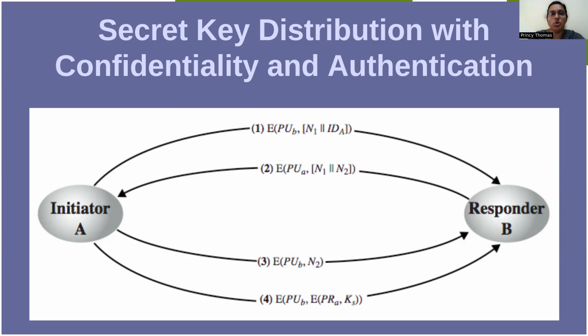So in this protocol, by sending N1 and N2, it is ensured that a replay attack has not happened and that this particular message is being sent by A or B. And by encrypting using his private key, A has maintained confidentiality as well as authentication. So the public keys provide confidentiality and the signing with the private key provides authentication.